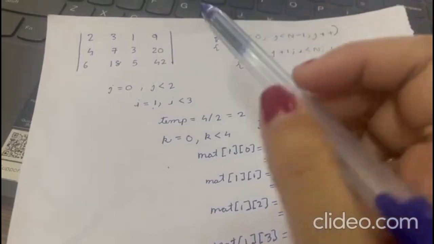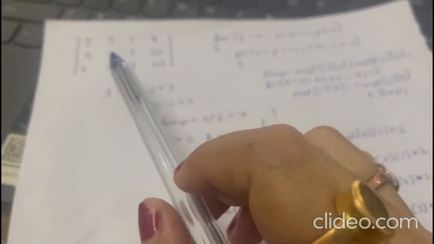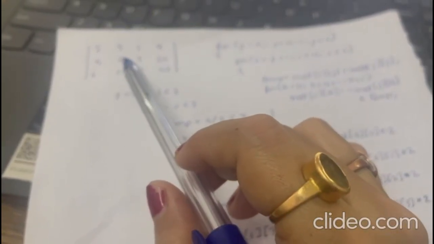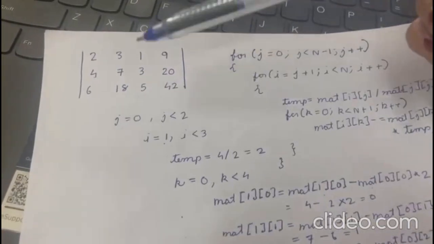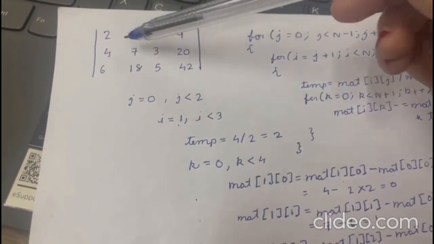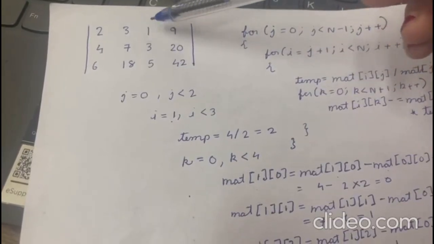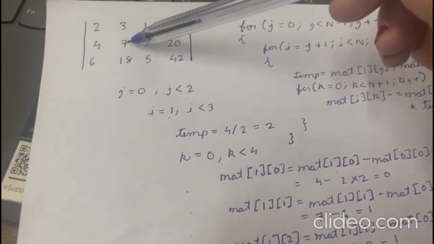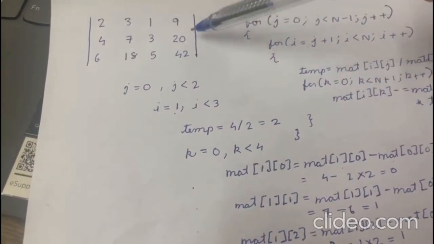So you see, for this set of equations I have written this augmented matrix. What are the values? It was 2, 3, 1, 9, 4, 7, 3. So 2x plus 3y plus z equal to 9, 4x plus 7y plus 3z equal to 20. Like that I have written all the 3 equations.